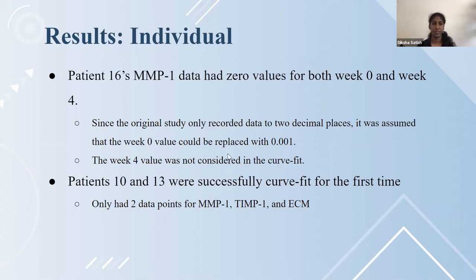Patients 10 and 13 were unsuccessfully curve fit in the past due to a lack of data recorded for them. Both patients only had 2 data points for MMP1, TIMP1, and ECM. Mixed effects modeling using Monolix was able to bypass this issue since population parameters are calculated using data across all patients, from which the individual parameters are then derived using the EBEs. The minimal data was able to be compensated for.